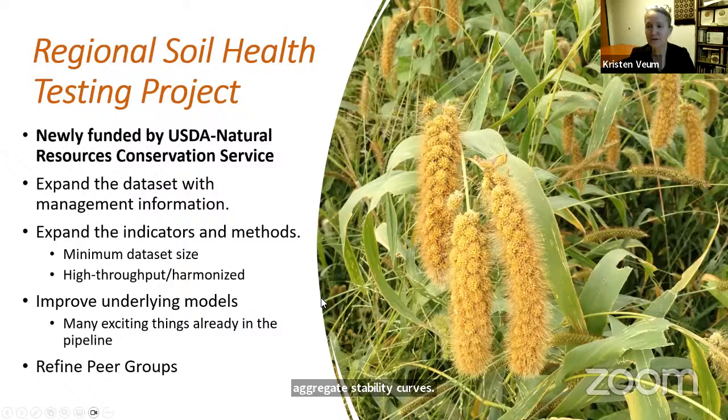And then briefly, I'd like to introduce a new initiative, which was just recently funded by the NRCS. It's the Regional Soil Health Testing Project. And the goal here is to expand the data set from across the country to improve the SHAPE curves. So we recognize that we have gaps across the country in terms of soils and management systems. And we also want to expand the indicators that we offer and the methods that we cover. So for example, maybe a 24-hour respiration test in addition to a 4-day test. And then we also want to improve the underlying models. And we already have many exciting things in the pipeline there. But then as we expand the data sets, we'll be able to refine those peer groups, and perhaps instead of being lumpers, we can be splitters with our future scoring curves.